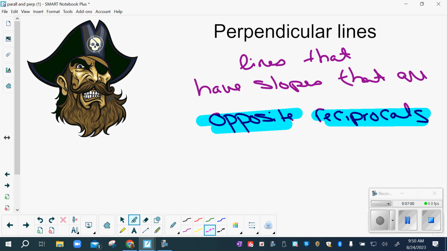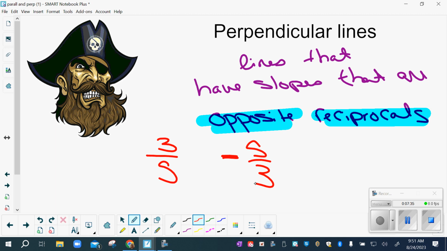If I have 3/5, that's one of my slopes. The other slope has 2 changes. Lines that have slopes that are opposite reciprocal. And here's what opposite reciprocal means. One is positive, one is negative, one is 3/5, the other one is 5/3. It's got to have both things happening.